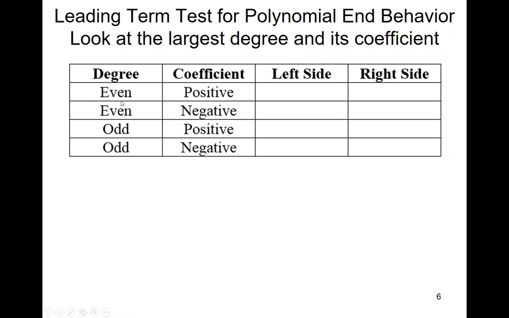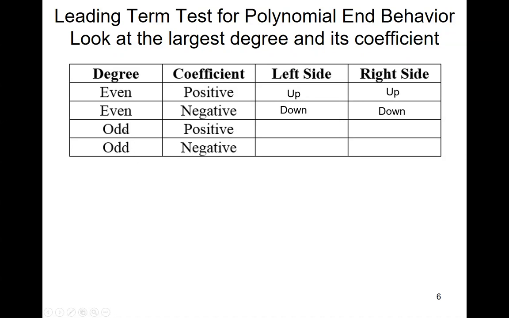what we're going to notice is the polynomial does the same thing on either side on the ends. Okay, if that coefficient that goes with the highest degree is positive, then on the left side and the right side, it's going to go up. And if that coefficient is negative, then both will go down.